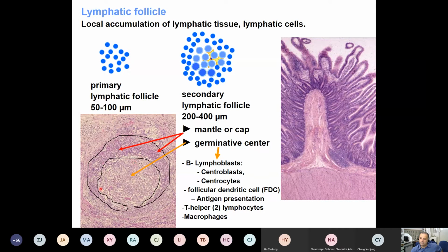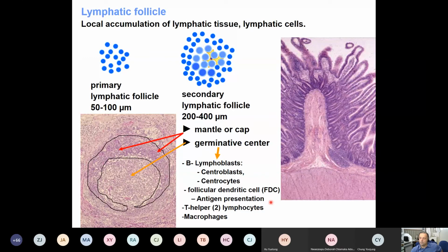So if you get a slide where you can see lymphatic follicles, and I can hardly tell you any slides in this semester where you cannot find lymphatic follicles. They are almost everywhere. But if you see a lymphatic follicle, these questions may come up. What is this? What cells do we have inside?